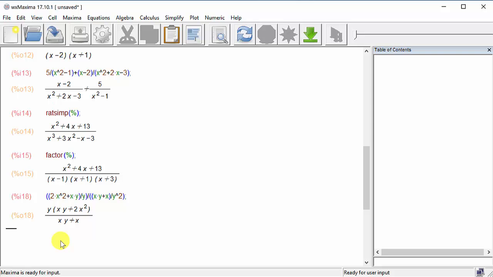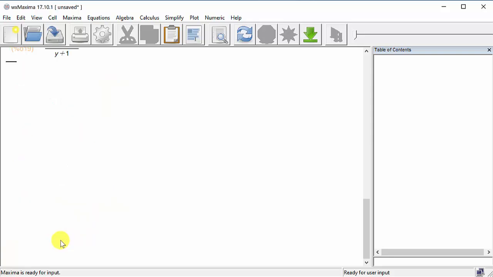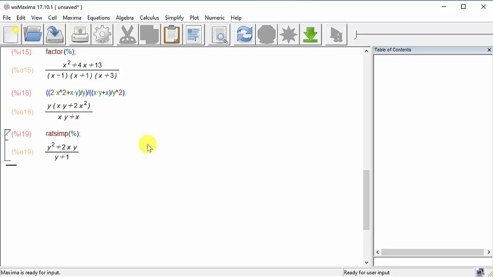Now let's see about simplifying it. Let's do rat simp and that last output, and put our semicolon, Shift Enter. And let's see, what did that give us? Oh, look at there. That made it a lot nicer, didn't it? You see that? So, there you have it.